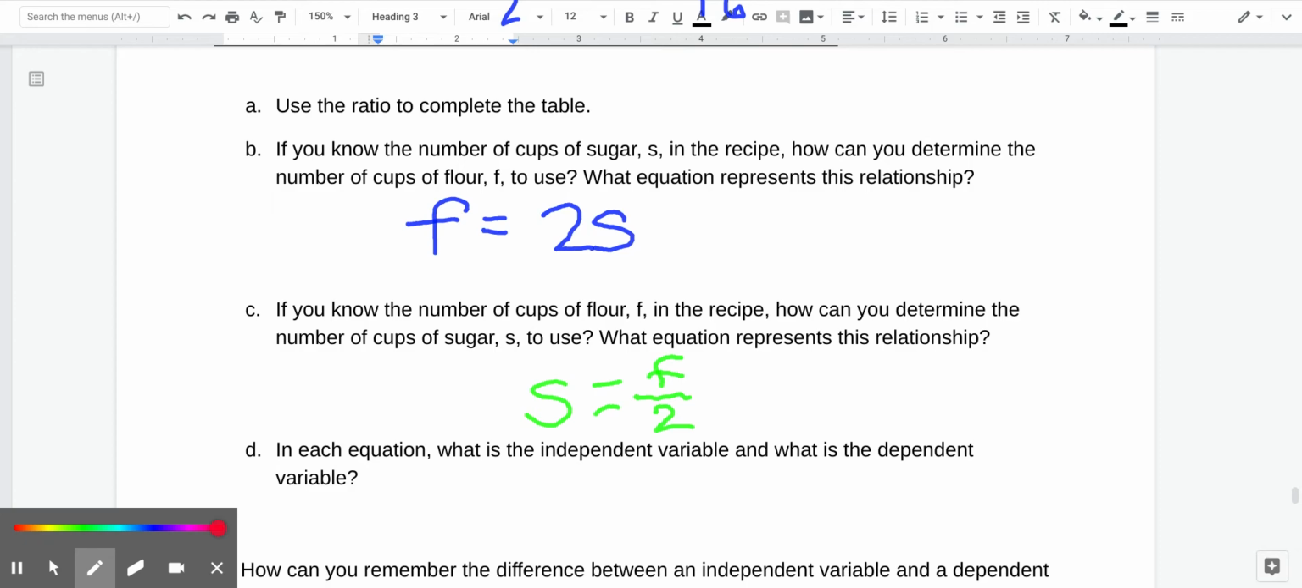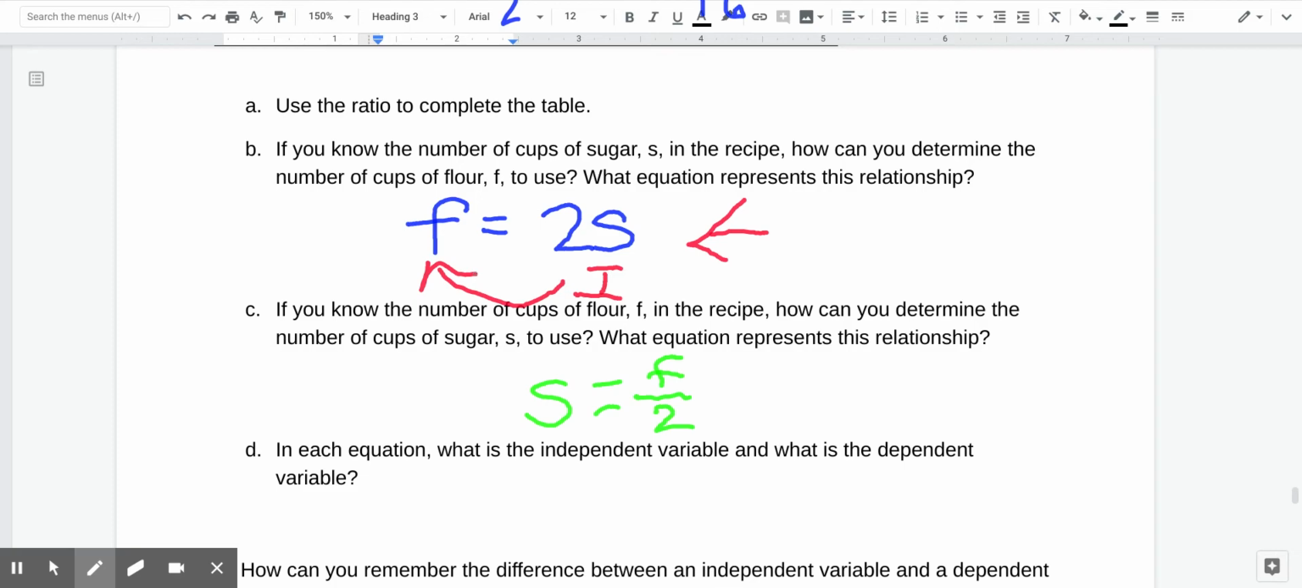So then it's pretty clear that I would want to use the equation here in B to say, okay, if I have 6 cups of sugar, and that's the maximum amount of sugar I have, now I can figure out how much flour there is. So in this case, sugar is independent because the amount of sugar I have is what I'm changing, which then affects the amount of flour that I have to use.